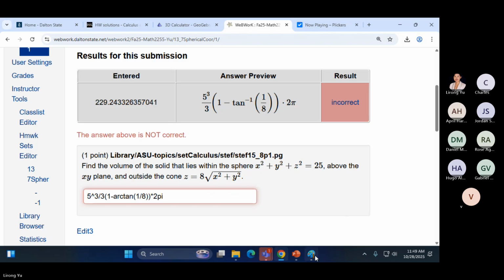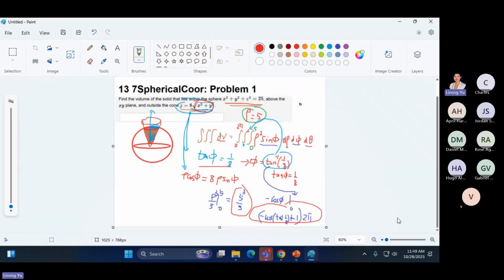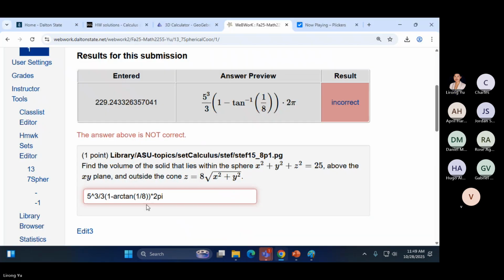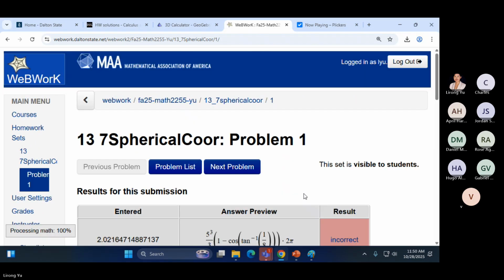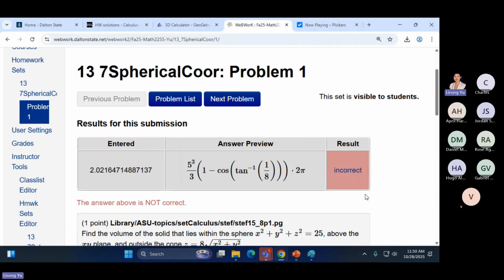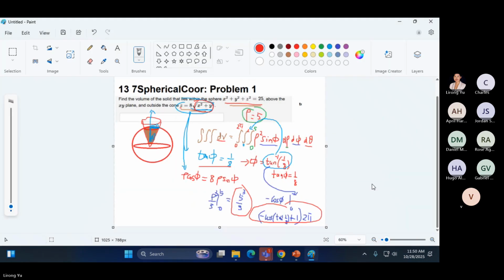I forgot the cosine. Cosine of arctan. I don't know what the mistake was then. Integration 0 to 5.